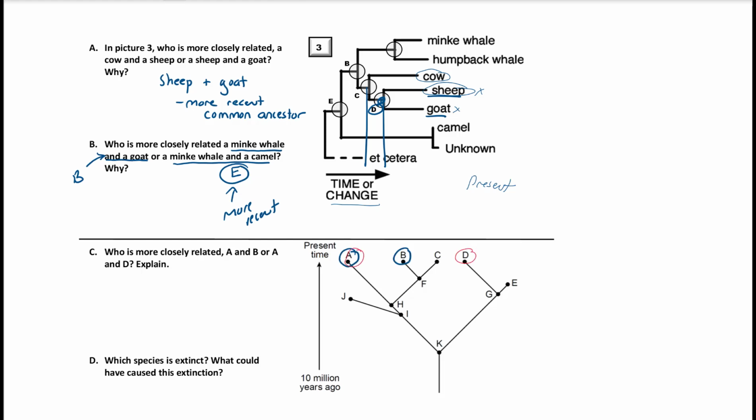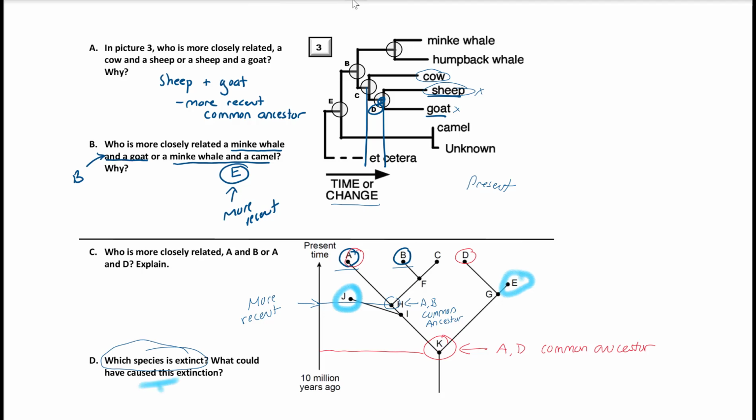On the bottom, letter C. Who's more closely related? A and B. Because if you look at their common ancestor, it is H, which is much closer to the present than K, which is the ancestor of A and D.